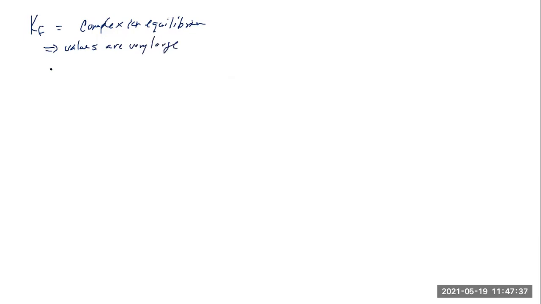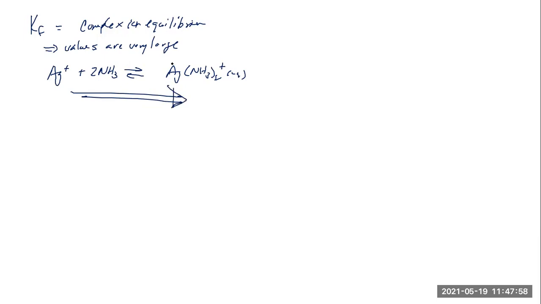These values are typically very large, which means when we put something together, like say silver plus with a couple of ammonias, and we set up an equilibrium that makes this complex ion, because these values are so large, it really does favor this reaction, almost becoming like a one-way reaction heading towards the products, because there's such a large value for that KF. And what that means is typically when we do our ICE table here, there are 2 assumptions that we make because of the large value of the KF.